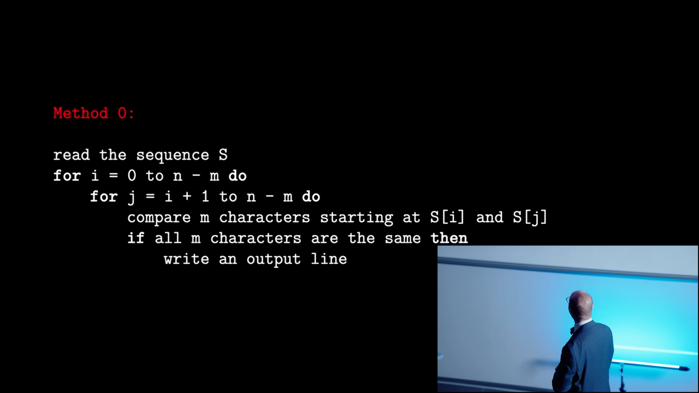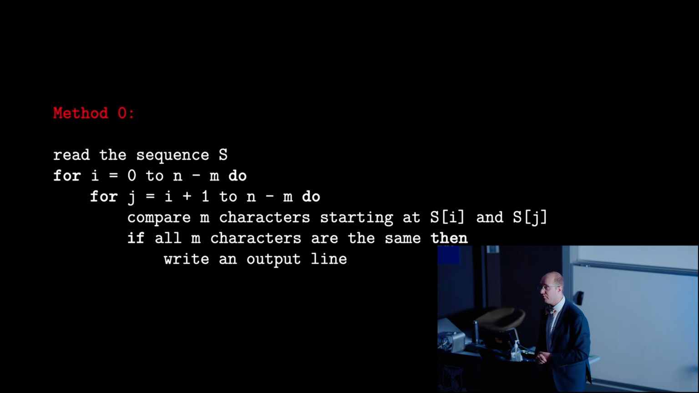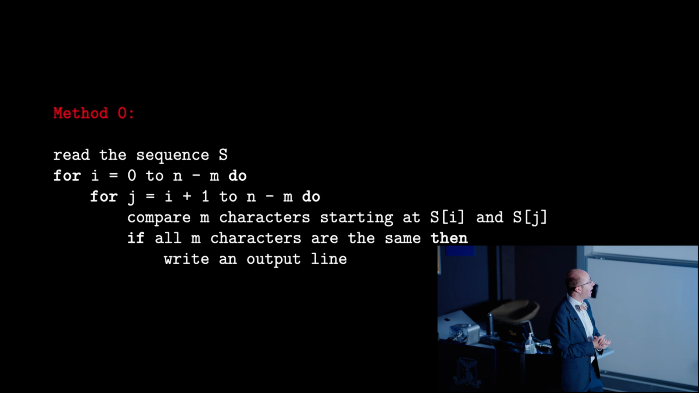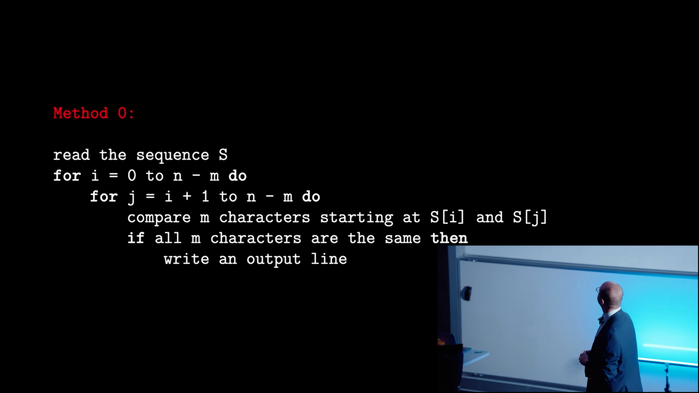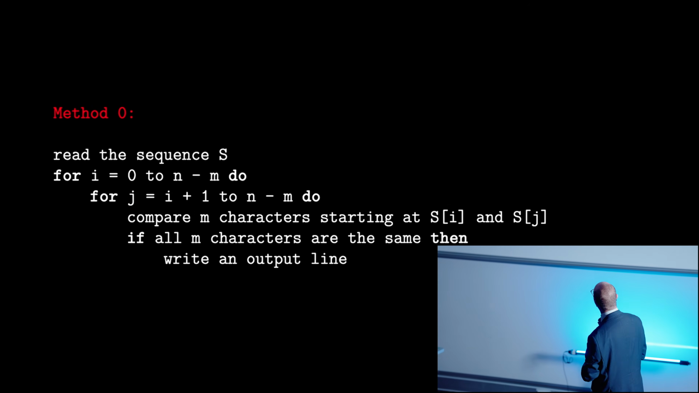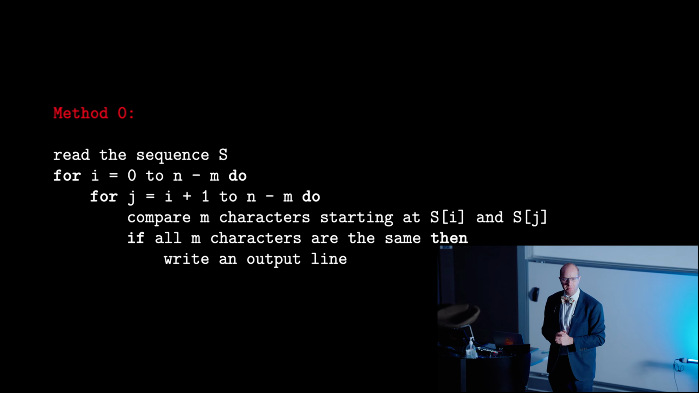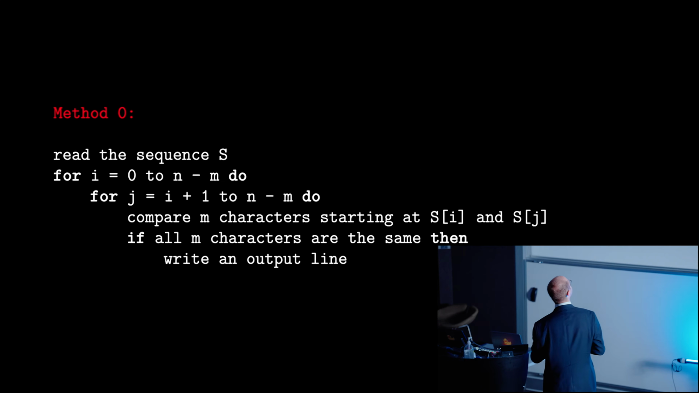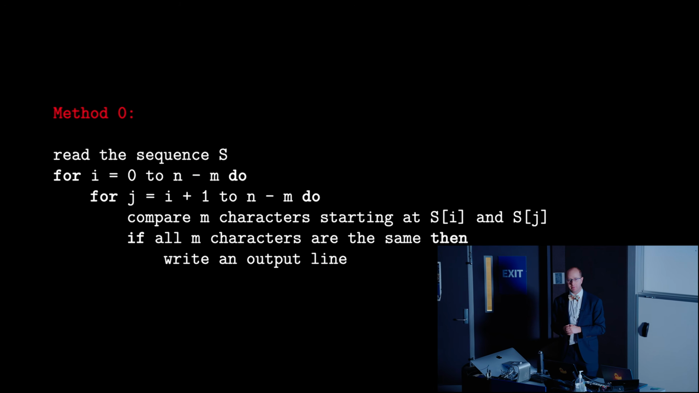Read the sequence S, and for I equals 0 up to n minus m, do the following. Hopefully all of you have seen at least a little programming before, or you wouldn't be in this class. If you have problems with that, come chat to me after. But we're going to do a loop. So starting from the value I equals 0 to I equals n minus m, do. Okay, but then we've got another loop inside that loop. For j equals I plus 1 to n minus m, do: compare m characters starting at s_i and s_j. If all m characters are the same, then write an output line.